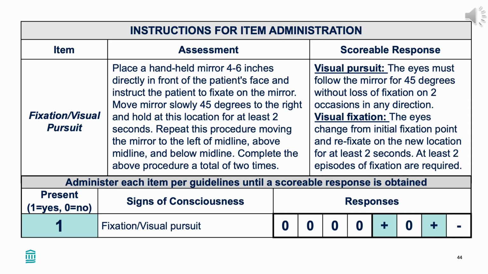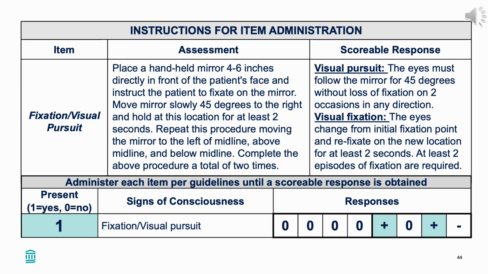Let's say this time the patient appropriately follows the mirror without a loss of fixation when the mirror is tilted above midline. They do not respond when the mirror is tilted below midline. They appropriately follow the mirror while it is tilted to the right of midline, but they look up when the mirror is tilted to the left of midline. In this example, the patient demonstrated a total of 2 appropriate responses to the visual stimuli, therefore meeting the criteria for fixation or visual pursuit.